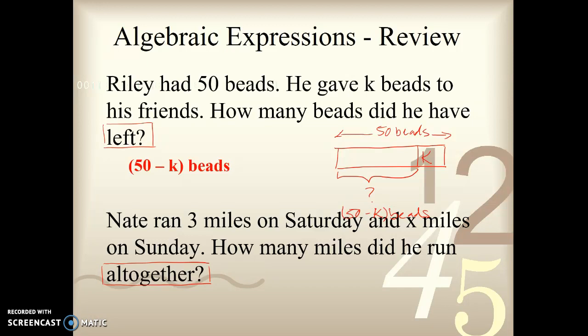All right, we're going to do this without modeling. So if Nate ran 3 miles on Saturday, and we know we're adding because we see that word altogether, and X miles on Sunday, how many miles did he run altogether? Well, there's my answer. It's 3 plus X miles.